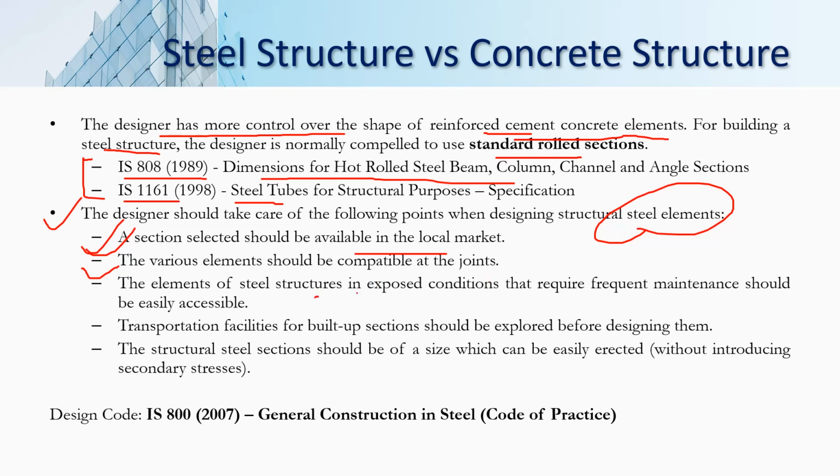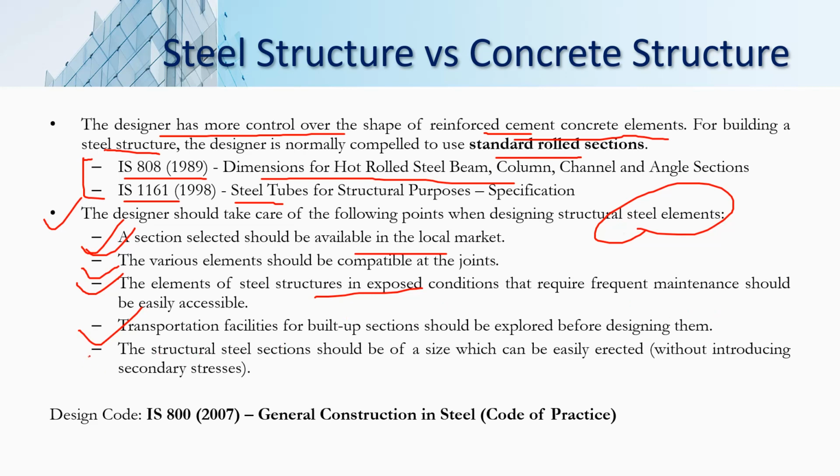The elements of steel structures in exposed condition that require frequent maintenance should be easily accessible. If a steel structure is used in such exposed conditions, for example in a bridge or a large tower, then you have to make sure that all the elements are accessible so that they can be subjected to frequent maintenance. Transportation facilities for built-up sections should be explored before designing them.